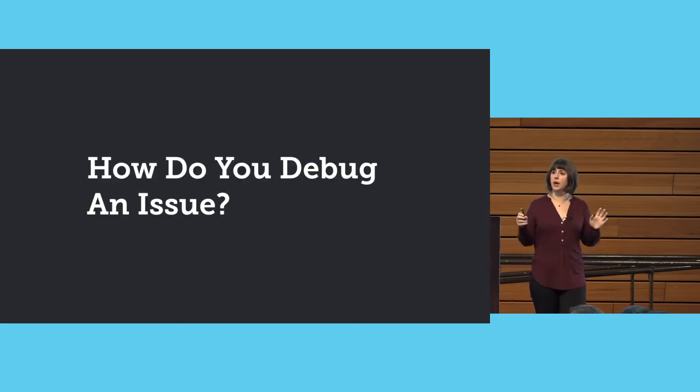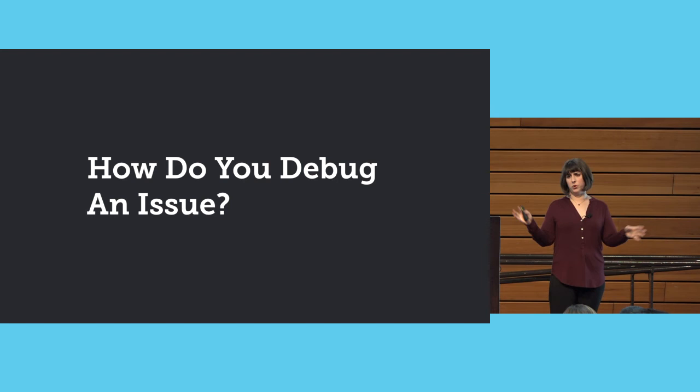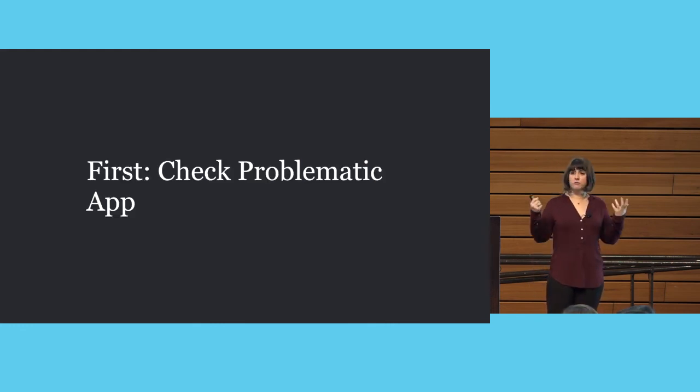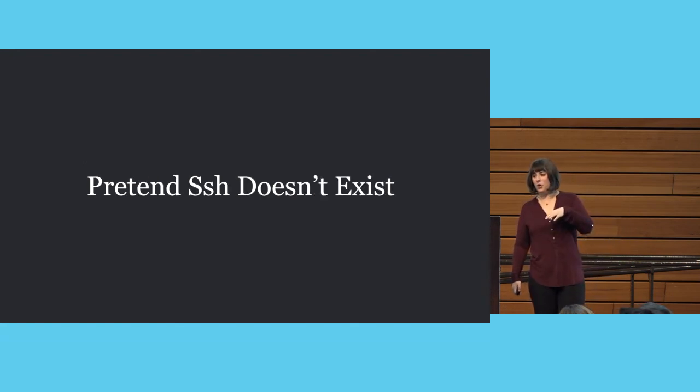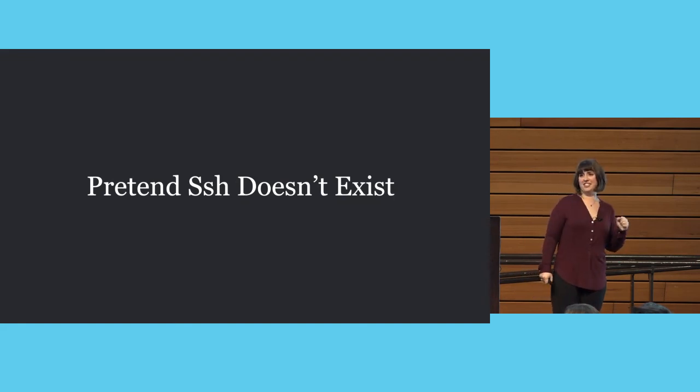So imagine you just got an alert, you saw something weird on the dashboard, and there's this issue going on. How do you debug it? Well, we're all developers here, so our first instinct is to go to the application that looks like it's having a problem, right? One application has some sort of alert, you go look at that one. But here's one of the caveats, and I know this is a very controversial subject, but in my world, you want to pretend that SSH doesn't exist.